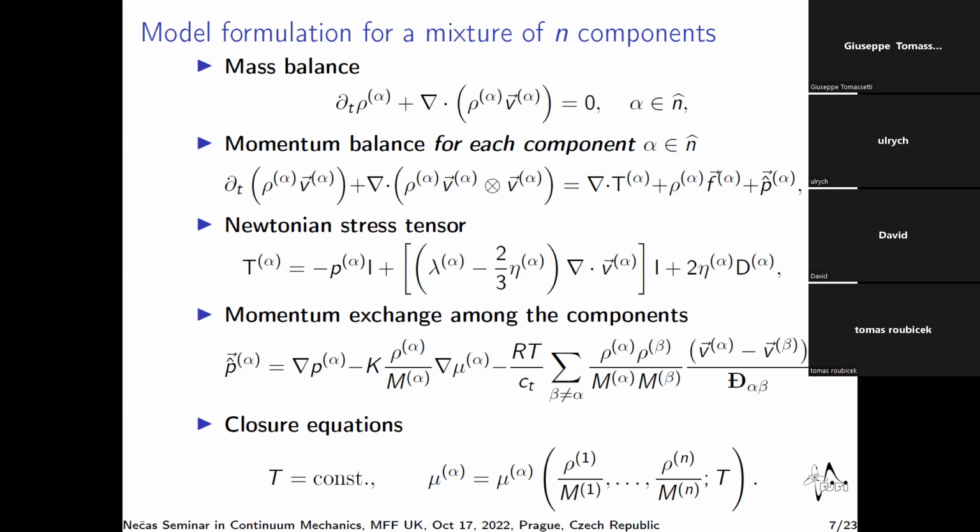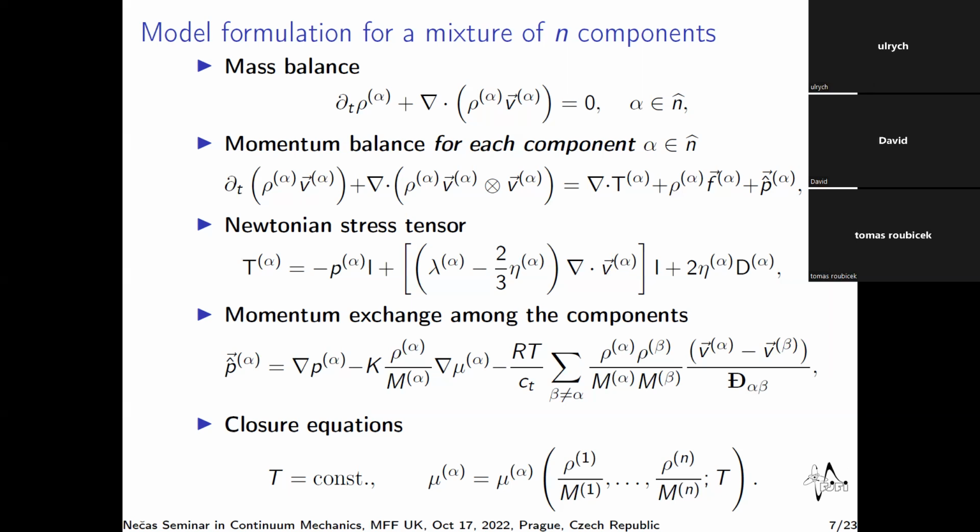Maybe you will think that I'm missing the pressure equation for partial pressures. But actually, this model is suggested in such a way that the partial pressure disappears, because I have the term gradient of partial pressure here, and here I have this divergence of T, where the first term is minus P alpha I. So when computing this divergence and this gradient, this will cancel out.